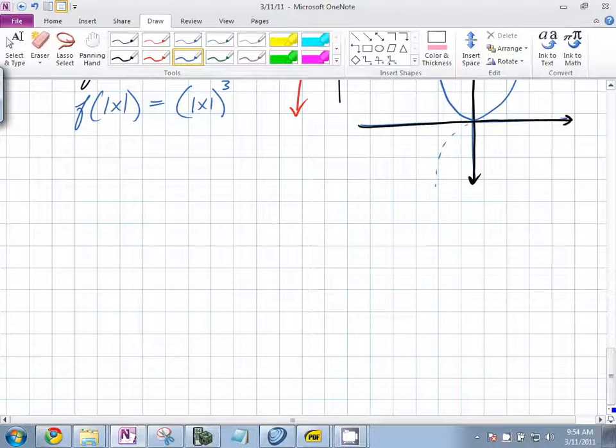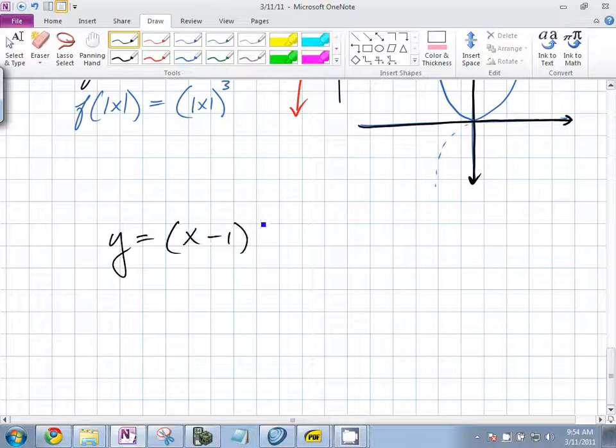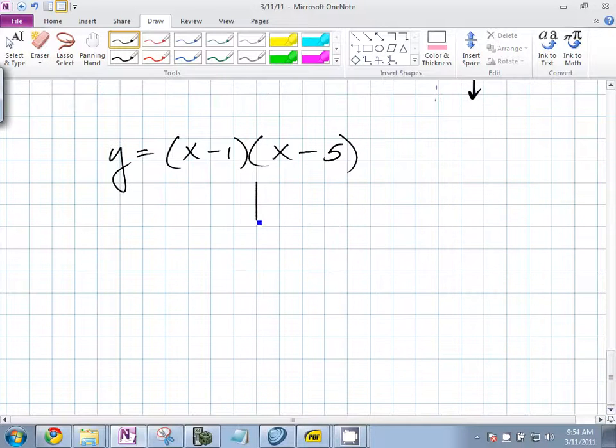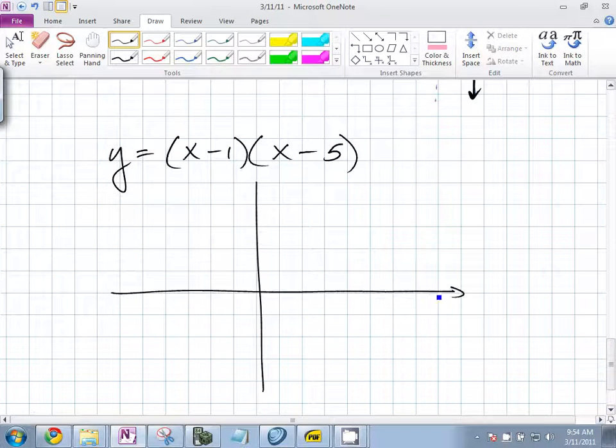Let's do another one. Let's try, for example, y is equal to, let's say, x minus 1, x minus 5. What type of function is that? Quadratic. What are the zeros? 1, 0 and 5, 0. And it's a quadratic facing up, right?